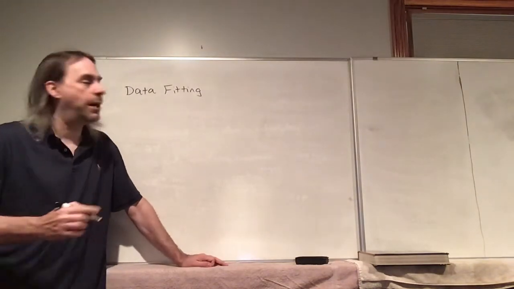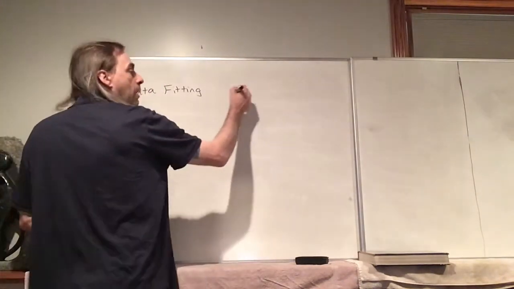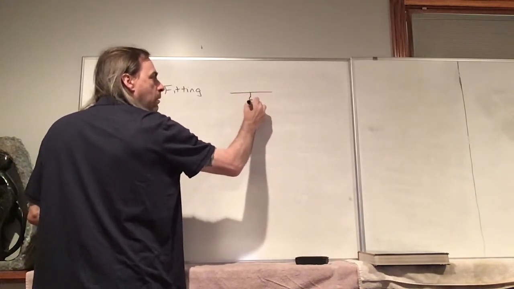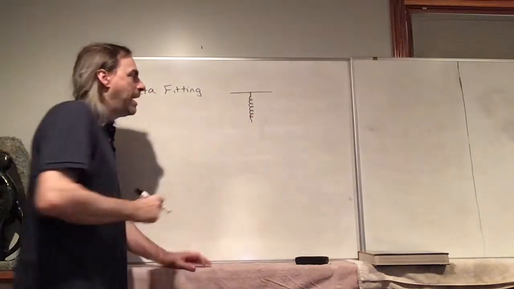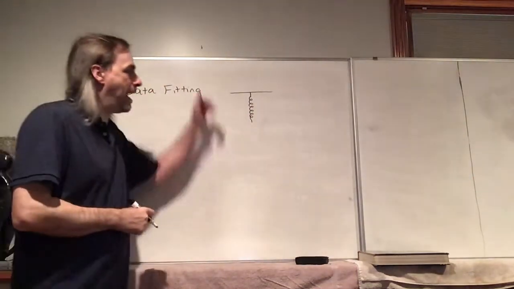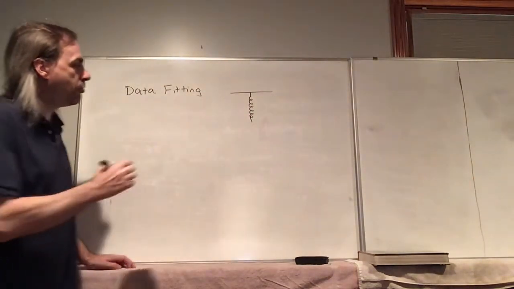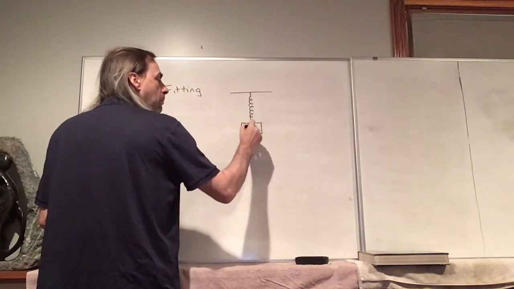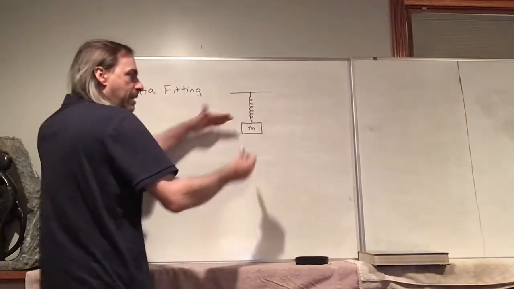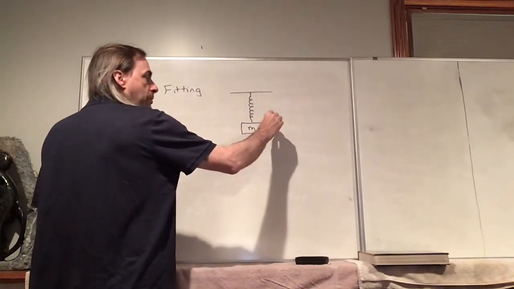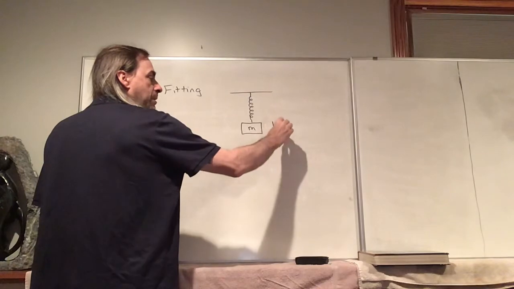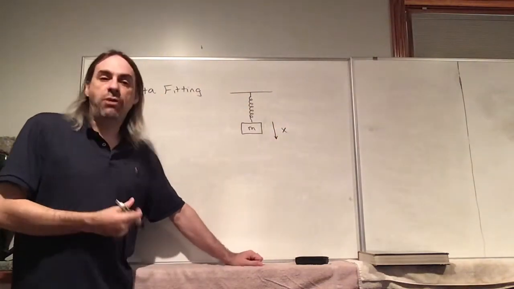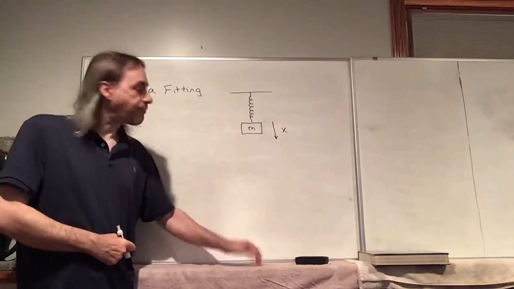And I'm going to start out. Let's say we have a spring that is attached to like a rigid object. And say we place a mass on the spring. What's going to happen is the spring's going to lower it a certain distance. We'll call the distance that the spring stretches, we'll call that x.